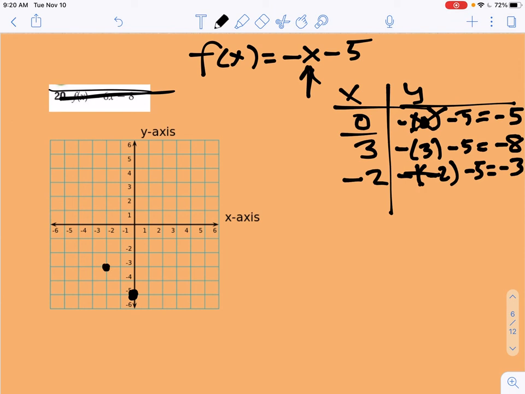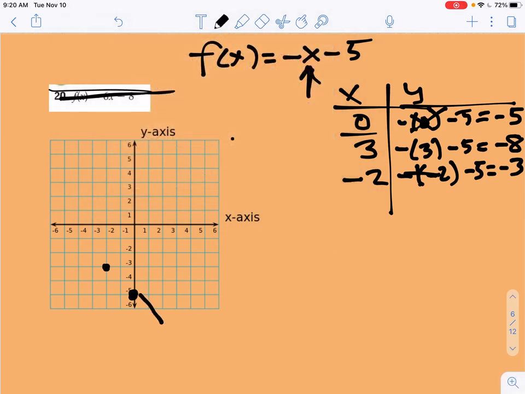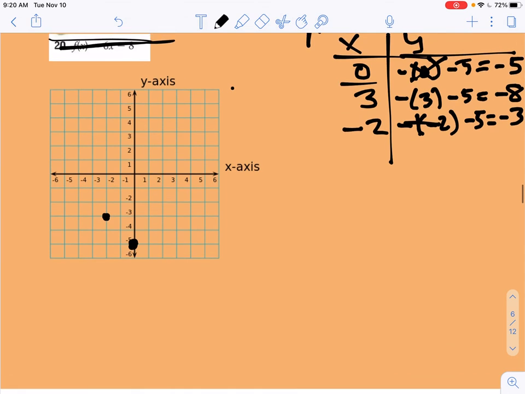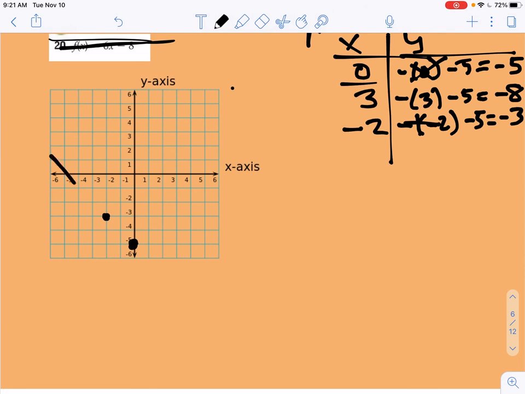So now I'm going to draw a line that goes through these. Not that line. Not that line. Let's try this again. Mr. Simons is having technical difficulties right now. Sorry, guys. My device is being really glitchy right now, but there we go.